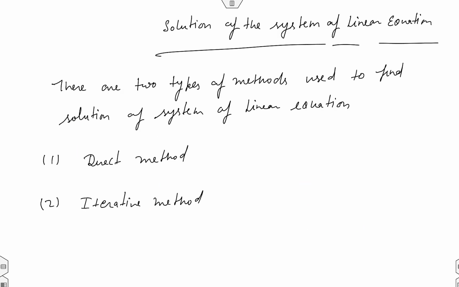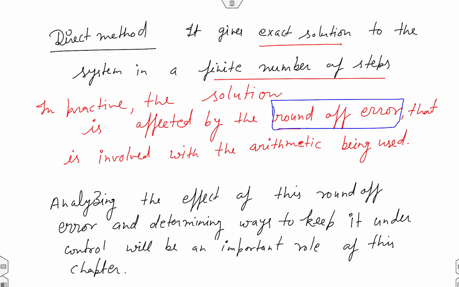For the solution of the system, there exist two kinds of methods. One is the direct method, another is the iterative method. So what is the direct method? It gives an exact solution in a finite number of steps, while in the iterative method the number of steps is not fixed. Generally the solution we get in the direct method is affected by round-off error.